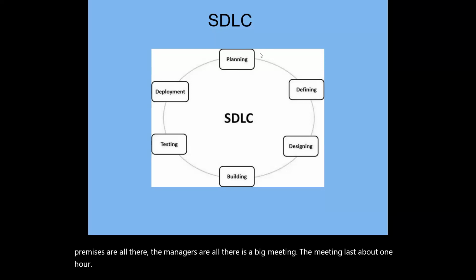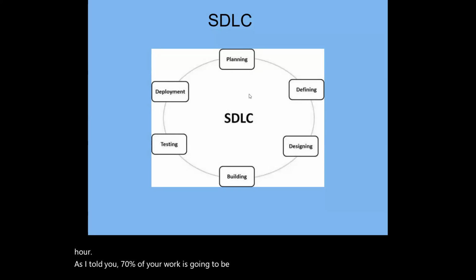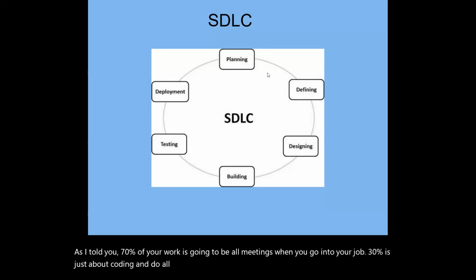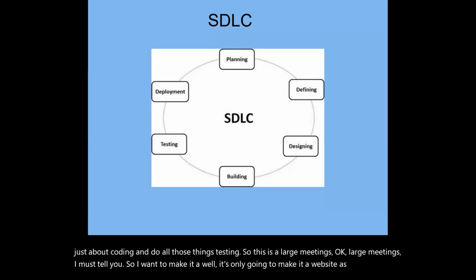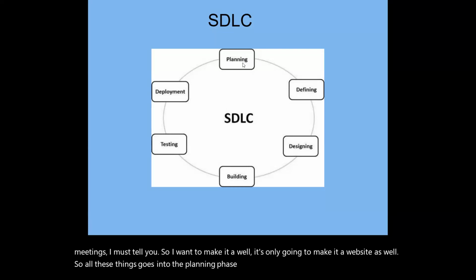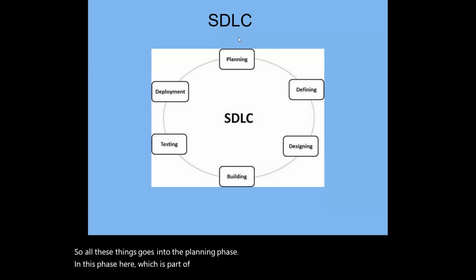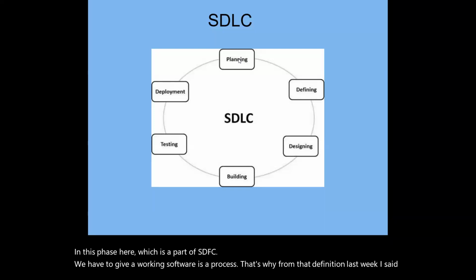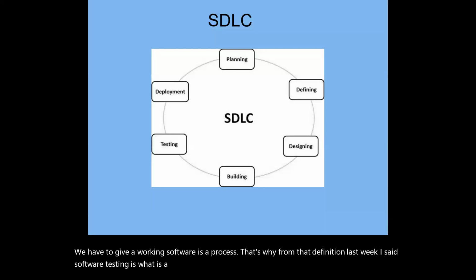As I told you, 70% of your work is going to be meetings when you go into your job. 30% is just coding and testing. These are large meetings, I must tell you. So we decide whether to make it a website as well. All these things go into the planning phase, which is part of SDLC. We have to give a working software. It's a process. That's why, from that definition last week, I said software testing is a continuous process, an integrated part of SDLC.